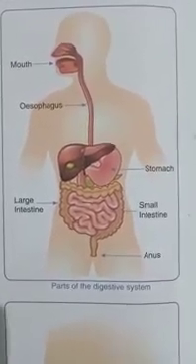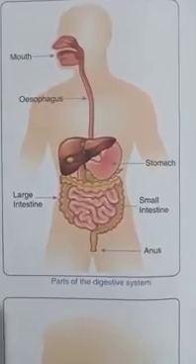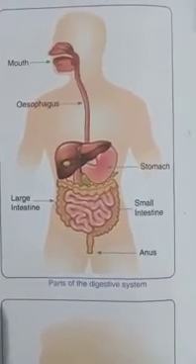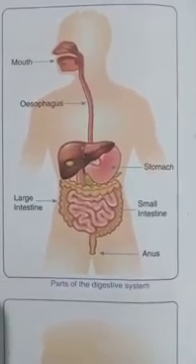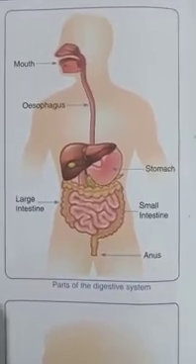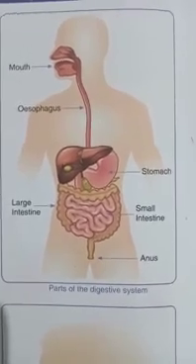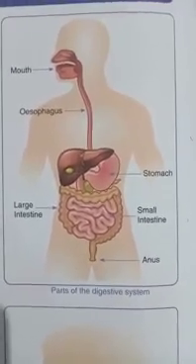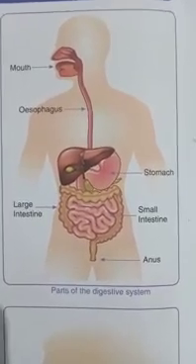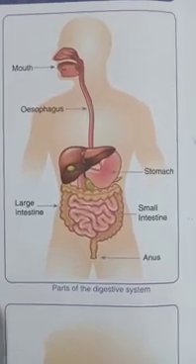What is this? This is our digestive system. Children, we already learned the functions of our digestive system. Listen, children. We also learned the main organs of the digestive system. They are mouth, esophagus, stomach, small intestine, large intestine and anus.